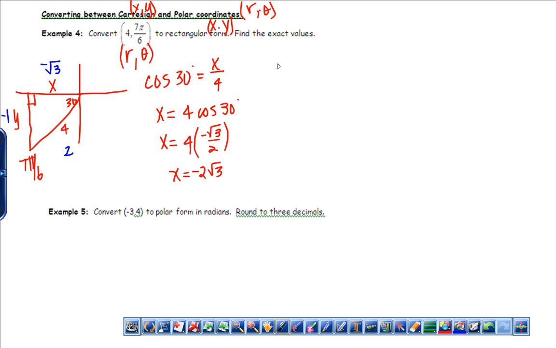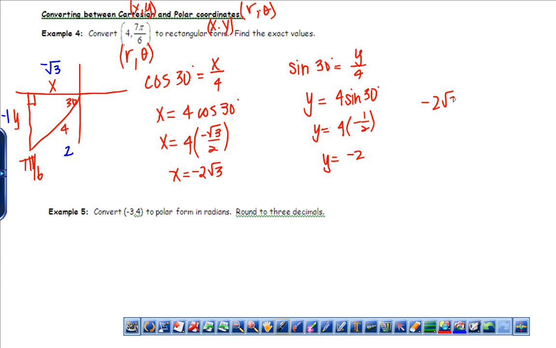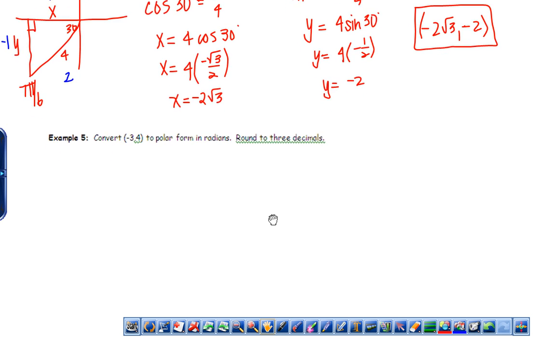Do the same thing for y, so now I know what the x value is. So I'm going to do sine of 30, and that's going to be y over 4. So y is going to be equal to 4 sine of 30 degrees. So y is equal to 4 times negative 1/2. So y is equal to negative 2. I now know my x, y, or I have got it back into a normal Cartesian or rectangular form. So it's negative 2 root 3 comma negative 2.